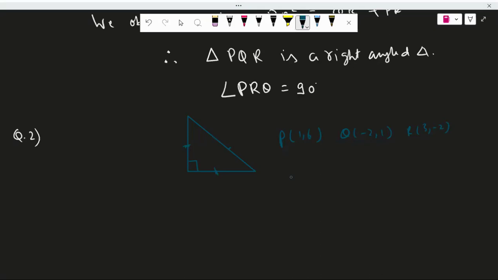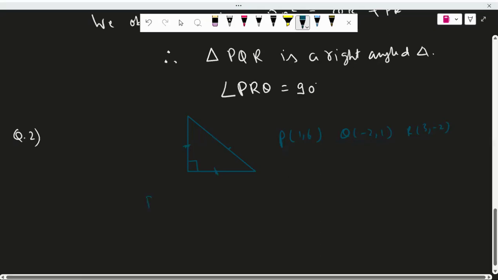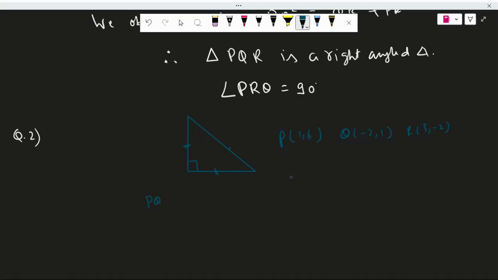So let's find PQ. Rather than doing the whole question, I just want to give you a hint how we are going to do it. Again, we will be using the distance formula to find PQ, QR, and PR. We do this question, and the next question you will be doing at home.